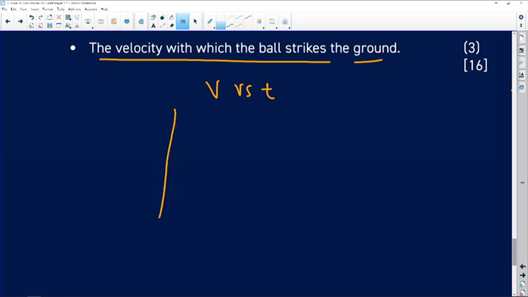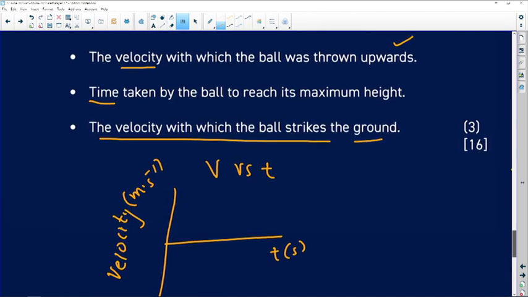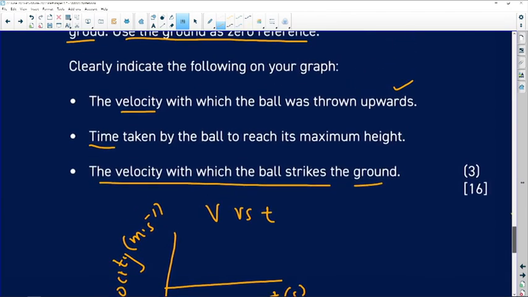So now on the y-axis is velocity, so I must indicate velocity. What is the unit measurement for velocity? It is meter per second. And here I have time. We use seconds for time. Now we were told that we must draw the velocity with which the ball was thrown upwards.